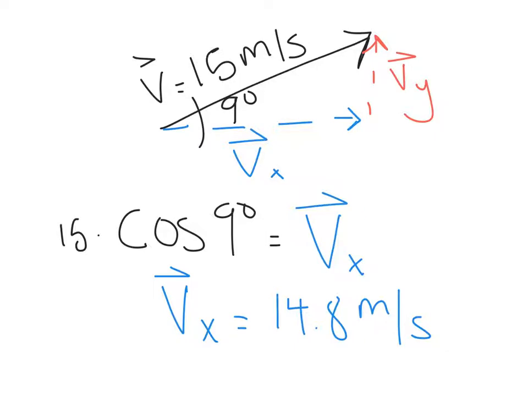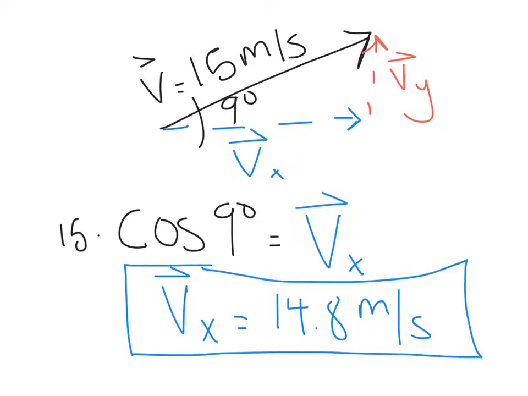Now, if I look at my answer key, looks like my value should be approximately 14.8, which is exactly what we solved for down here. So at this point, we've now answered the question. We found the horizontal component of our velocity, 14.8.